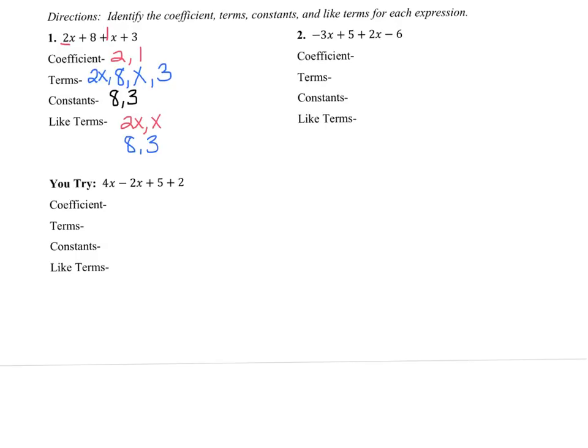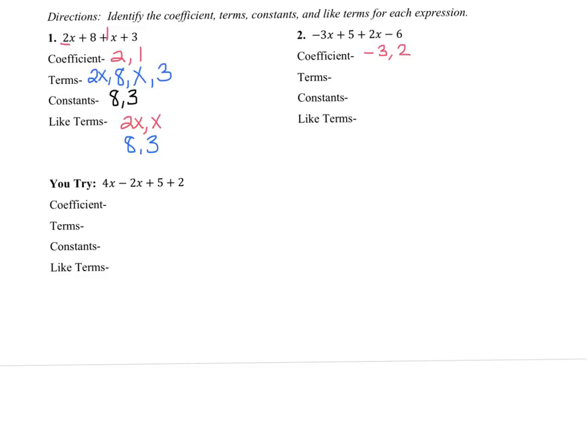Let's look at our next example. Example 2: negative 3x plus 5 plus 2x minus 6. First we want to identify our coefficients. Our coefficient is a number in front of our variable. So we have two coefficients. They are negative 3 and 2.